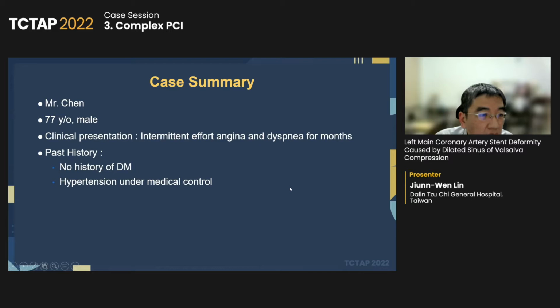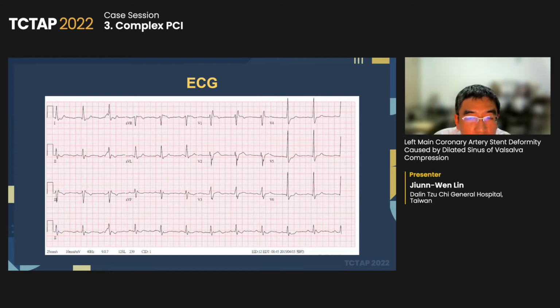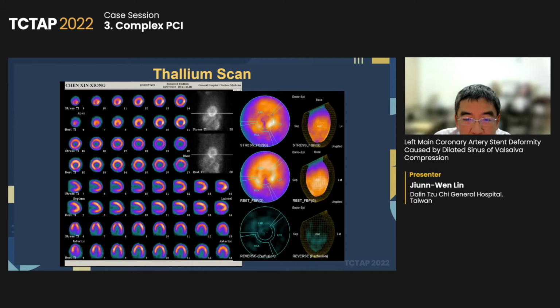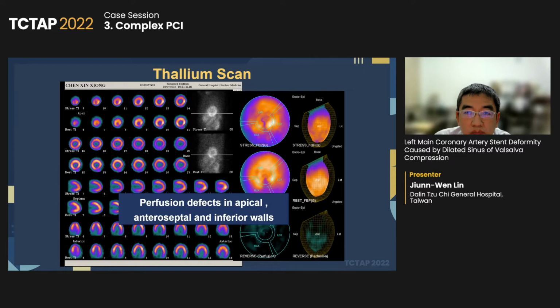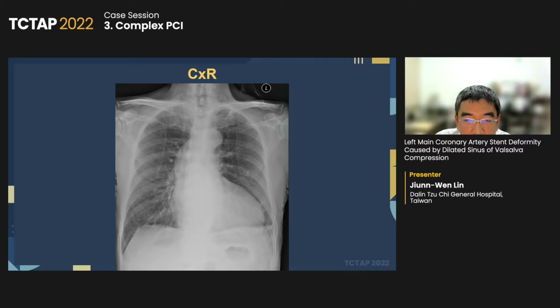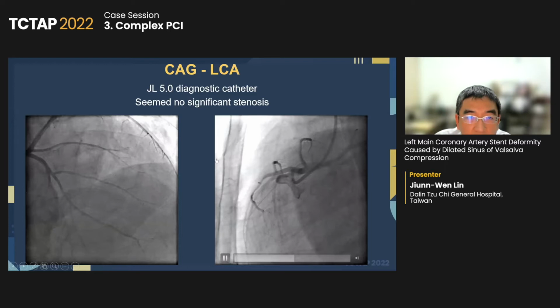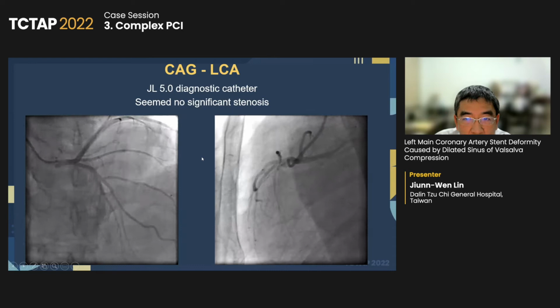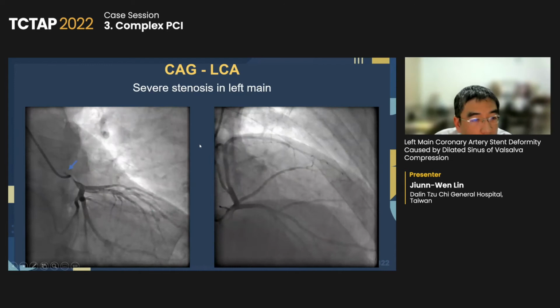A 77-year-old male with a history of hypertension presented to our hospital with angina. ECG showed CRBBB. Scan revealed the perfusion defect in the apical anterior septal and the inferior wall. Chest X-ray revealed cardiomegaly and the tortuous aorta. We engaged the left main using a 0-5 diagnostic catheter. It seems no significant stenosis in LCA. But in this projection, you can see a critical stenosis in the left main ostium.